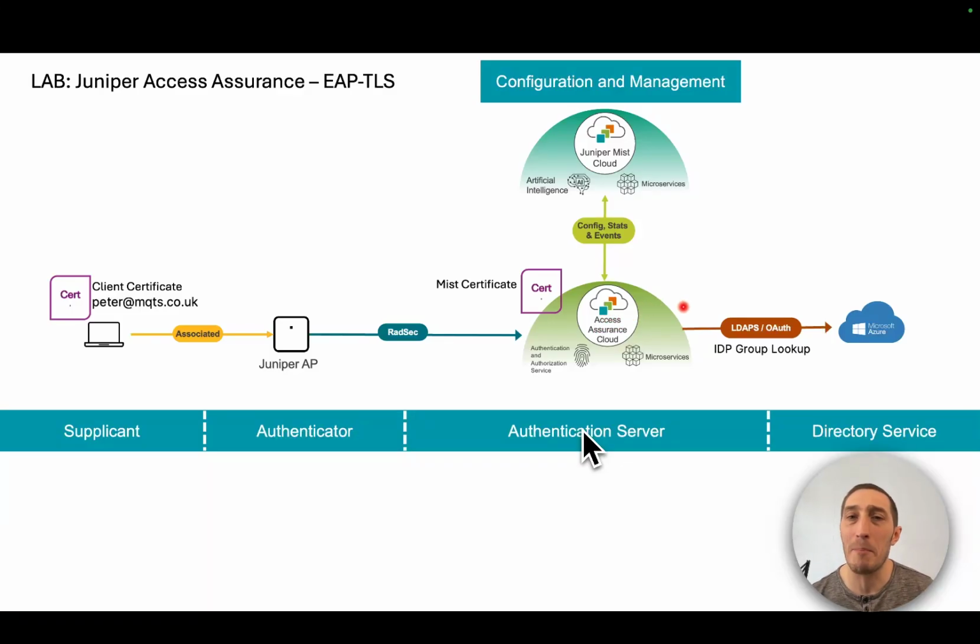In the case of this example in this lab, we're just going to check if the user is a member of the wireless users group. And if they are, we're going to give them access to the network. Now, in order to use this IDP lookup, we need to know the user's username. And as this is a certificate-based authentication, that username must be contained inside the client certificate. So its username of peter@mqts.co.uk is going to be part of the client certificate, and it'll use that username to look up what group they're in with Microsoft Azure.